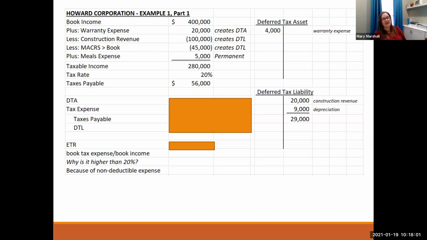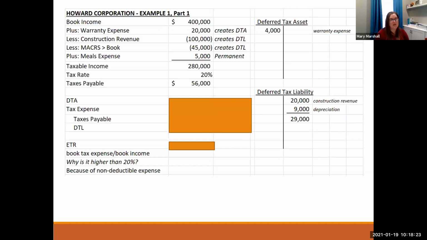So the deferred tax asset is actually for the amount of the tax expense that you'll have later, not for the full amount of the deduction. And so our deferred tax asset increases by $4,000 because of this warranty expense temporary item. Then for deferred tax liabilities, we have the same process.